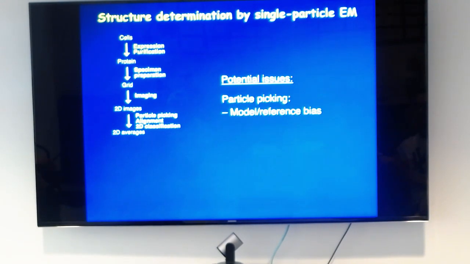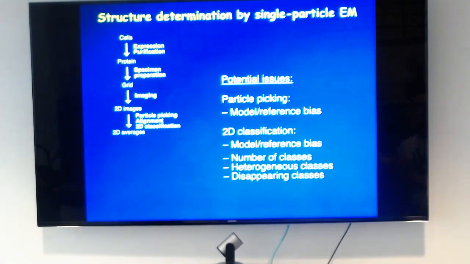And one problem is model reference bias, and that has been a fairly serious problem. And then also when you do the 2D classification, again you have model bias. And then it's very difficult if you do 2D classification, how many classes do you actually want to calculate? Are your classes homogeneous, or are they still pretty heterogeneous? And then there were some classes that disappear completely.